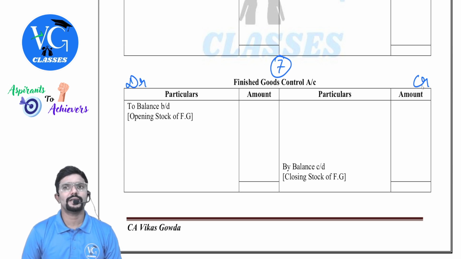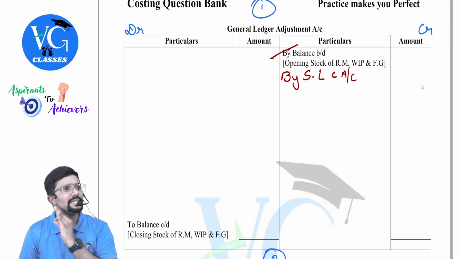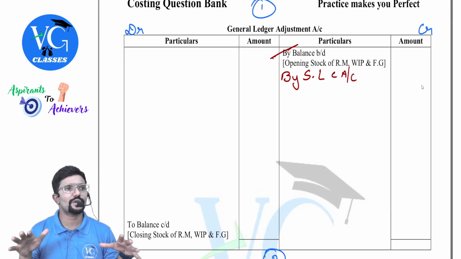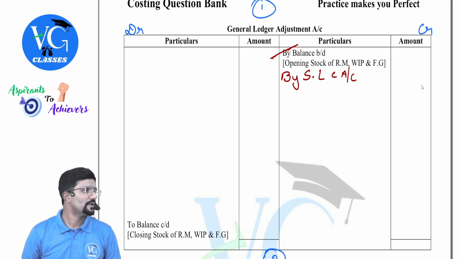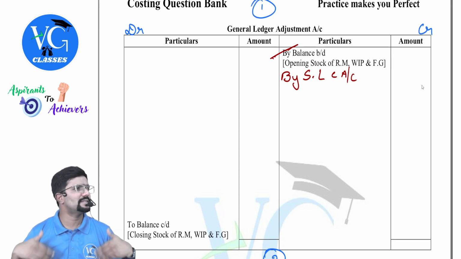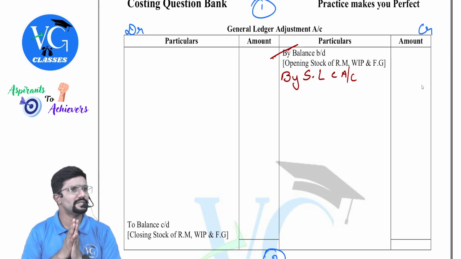All the three accounts are of the asset class, so they will start with opening balance on the debit side. Guys, all these three put together, whatever balance we have, we will show it on the credit side of which account? General ledger adjustment account. So we have posted all the opening balances. Along with this, if they have given any overhead opening balances, then you will post that also. First, we post all the opening balances and then start posting the journal entries. Here I am not writing any opening balances for overheads, so we just pass the journal entries.